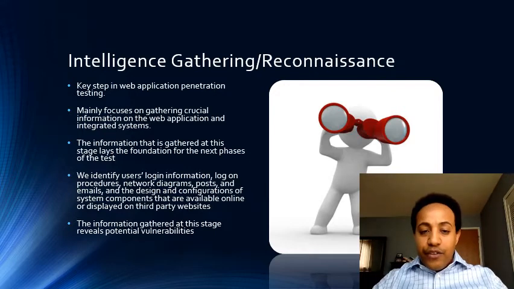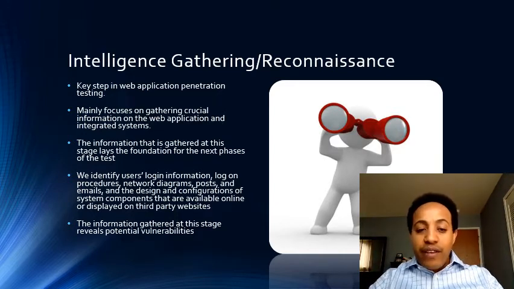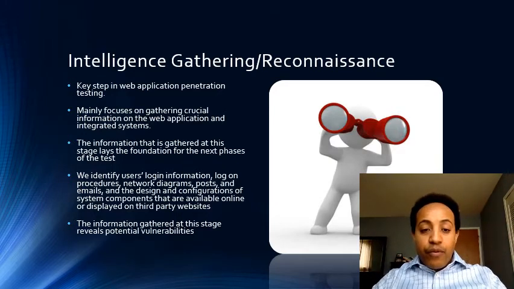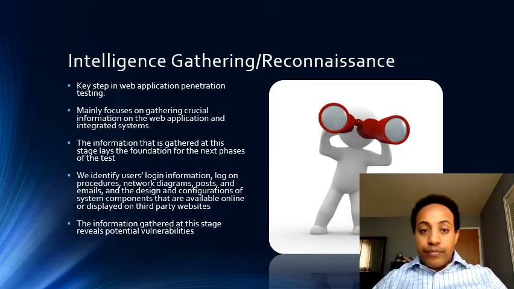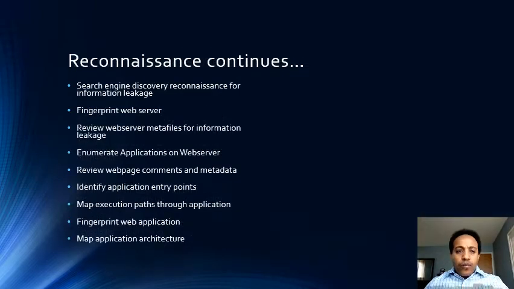We identify users' login information, logon procedures, network diagrams, posts, emails, the design and configuration of system components that are available online or displayed on third-party websites. The information gathered at this stage can reveal potential vulnerabilities. All these are activities that need to be performed at the information gathering stage.